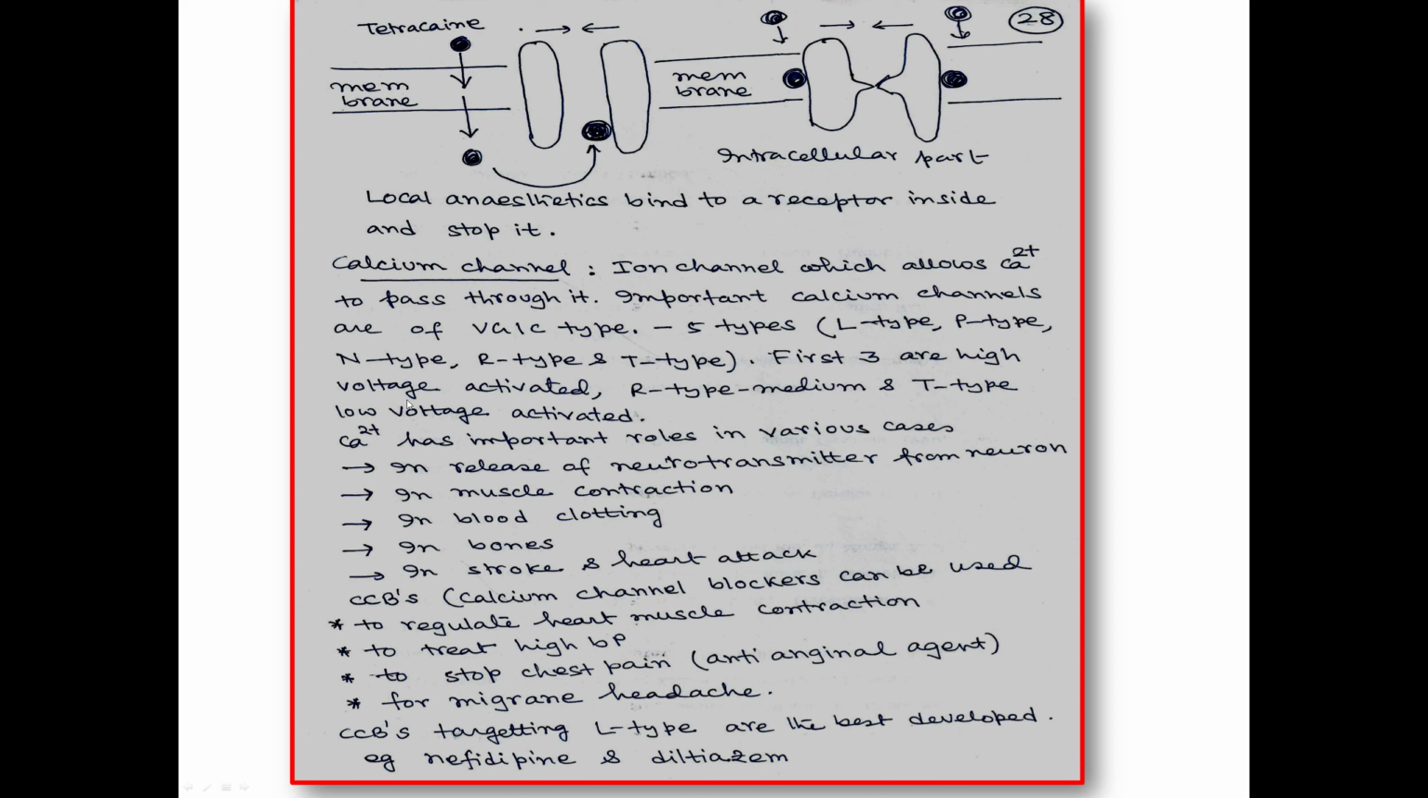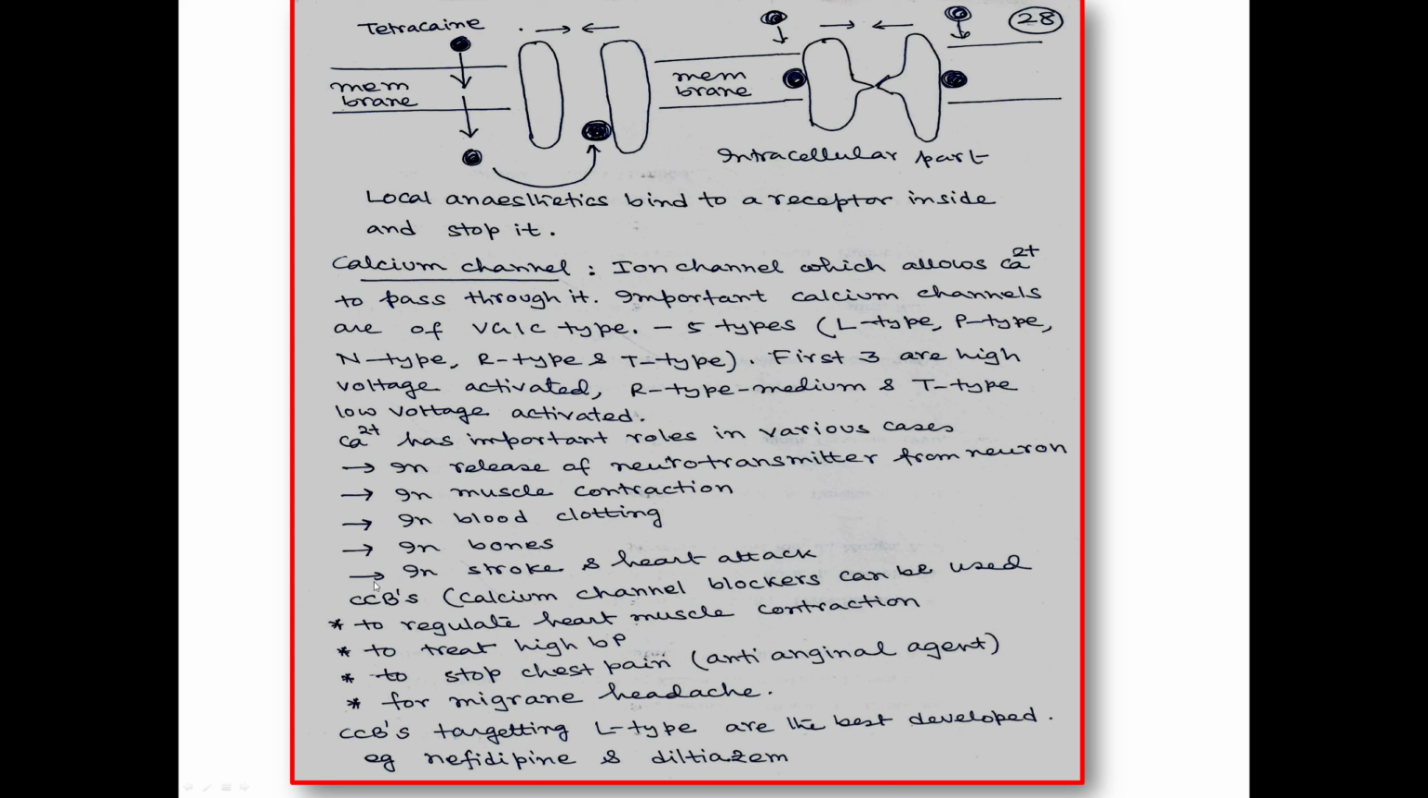The first three are highly voltage activated, the R type is medium, and the T type is low voltage activated. We know that calcium 2 plus is very important for the biological function of our body, because it is involved, number one, in release of neurotransmitter from neurons, number two, in muscle contraction, number three, in blood clotting, and number four, in bone health maintenance, and in stroke and heart attack. Calcium 2 plus has active participation.